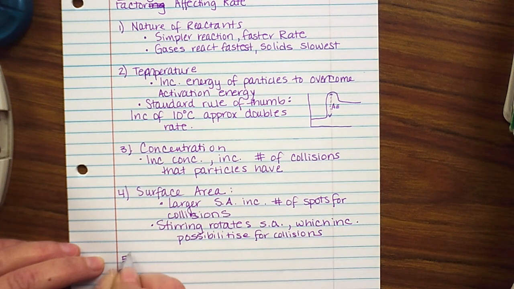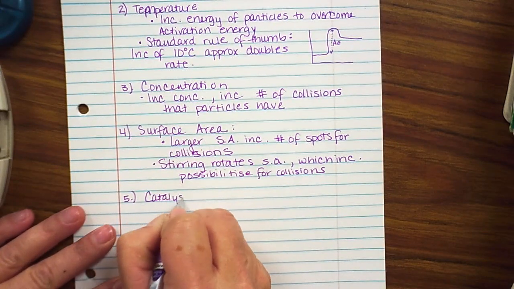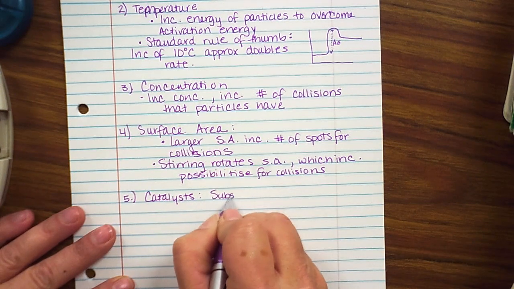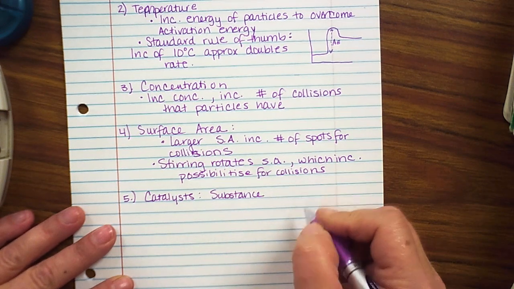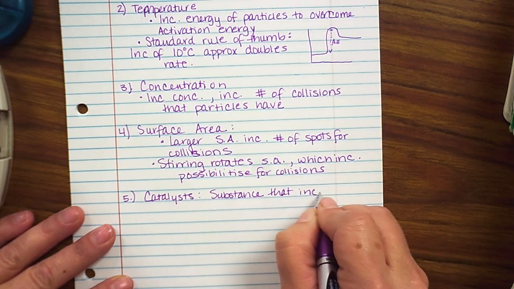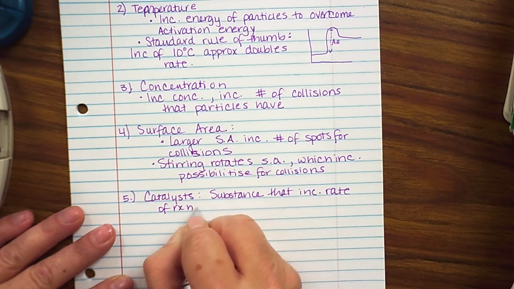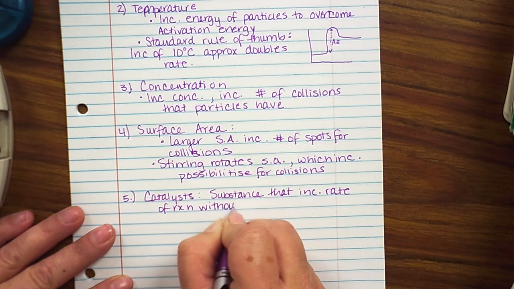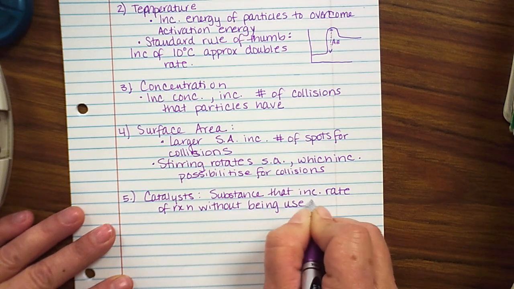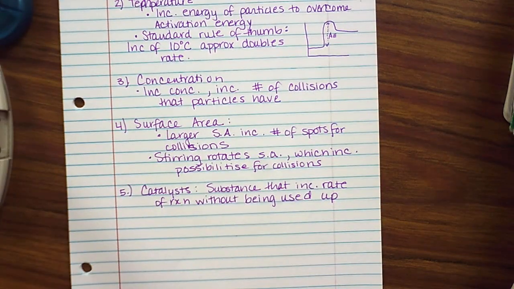And then number 5, catalysts. A catalyst is a substance, and we've talked a lot about this, that increases the rate of the reaction without being used up. And that's important, because we're going to talk about that hopefully today. Same thing with an enzyme. They're not used up, they go on to be used again.